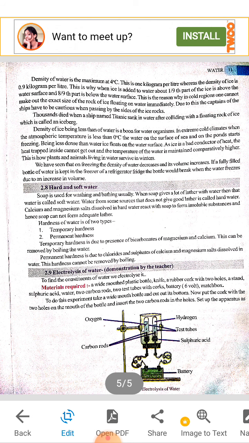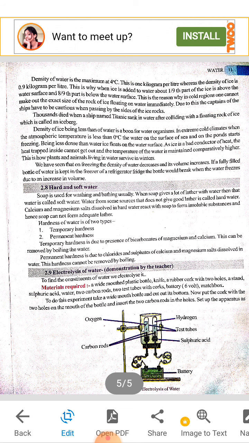So we have seen that when water freezes, its density decreases and its volume increases. So if a fully filled bottle of water is kept in the freezer of a refrigerator, the bottle would break when the water freezes due to the increase in volume. Students, you might have filled a bottle of water during summers and kept it in the fridge. If you fill the water bottle very tightly and keep it in the fridge, after freezing you have noticed that the bottle becomes very tight, and sometimes it cracks also, because its volume increases when the water freezes.